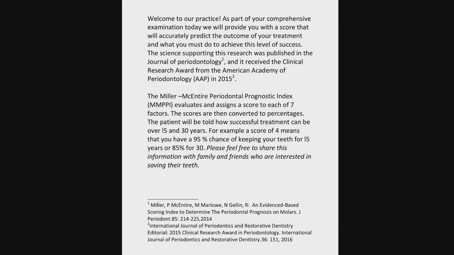But here is something I think, whichever form you use, you should have on the back. And this explains what the scoring is about. It gives the references on it. And I think this should be on the back of any score sheet that you use.